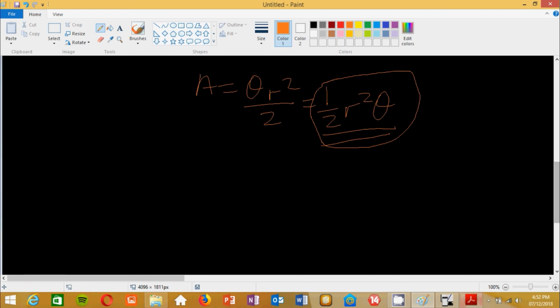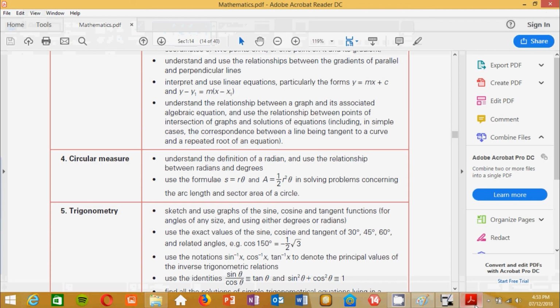You're not expected to derive this, but I thought it would be a little bit fun if I just showed you where this came from. Because in class, the teacher is most probably just going to tell you the formula, but is not going to derive it for you. So this video was just to derive the formula for you.